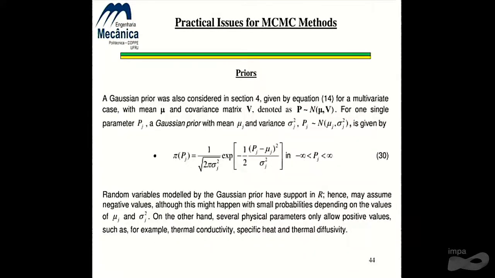And the other ingredient, the prior. We have seen an example where the prior was Gaussian. This is the Gaussian distribution with mean mu and standard deviation sigma j, for one single parameter. As I mentioned, in this case you're favoring the values around the mean mu, which might be very convenient. You might have good information about these parameters and about the mean mu, for example from another experiment.